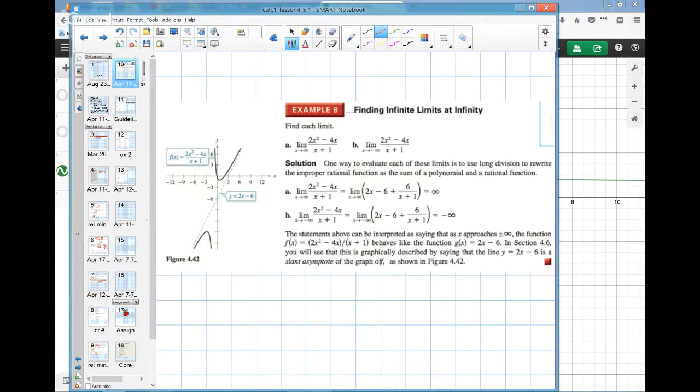Let's take a couple more here, finding limits at infinity. Take a look at A.